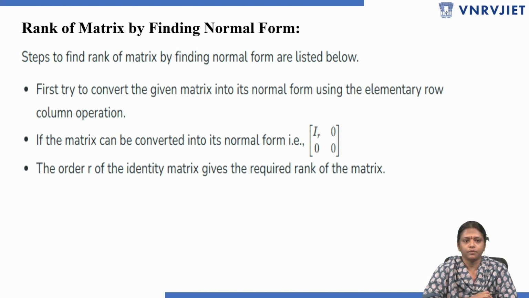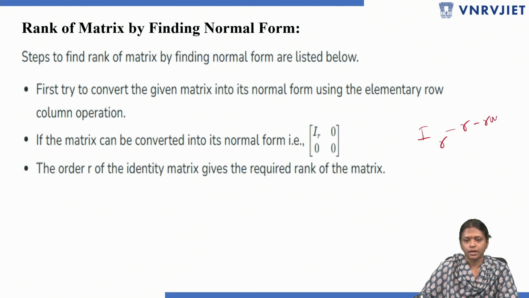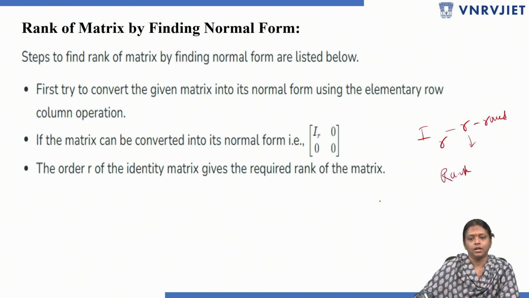Now coming to the first step, first try to convert the given matrix into normal form by using elementary row operations and elementary column operations. If the matrix is converted into normal form, we get the identity matrix I suffix r, where r stands for the rank of the matrix. Suppose by implementing the row and column transformations I get the identity matrix of order 2.